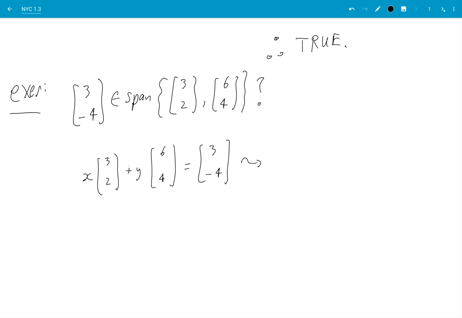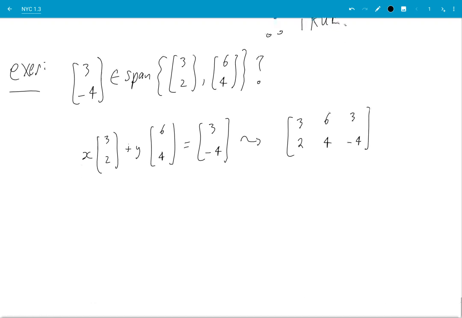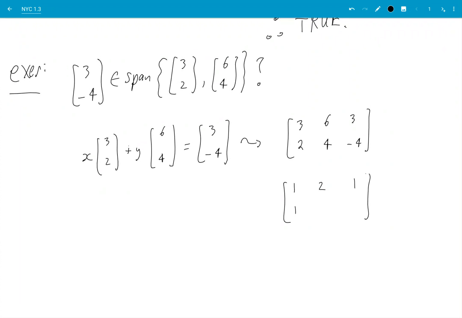What happens here? Skip a few steps, we get this system: 3, 2, 6, 4, 3, -4. And I will divide the top by 3. And while I'm at it, I can see that the bottom is divisible by 2, so it's nice to have small numbers.